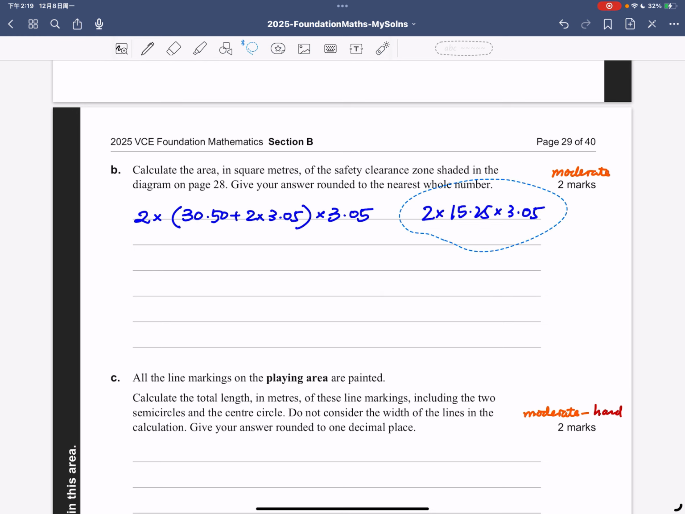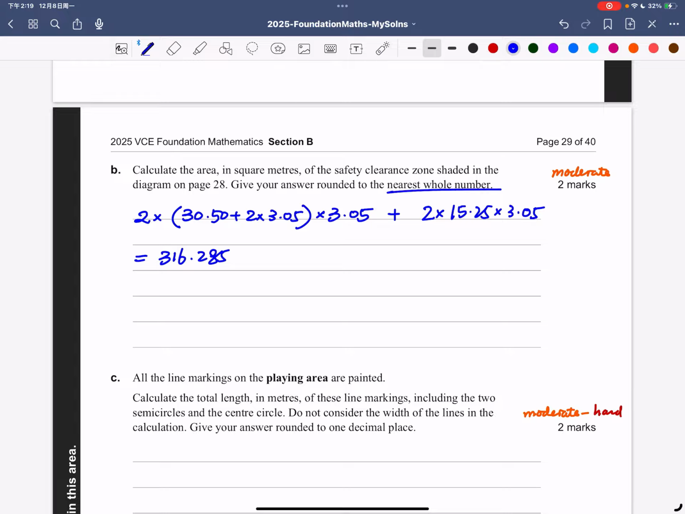So this is one possible calculation. Remember, you have 2 slabs at the top and the bottom, and also the other 2 slabs at each end, left and right. If you chuck them into a calculator, you get 316.285. The question wants you to round it to the nearest whole number in square meters. Therefore, it's 316 square meters.